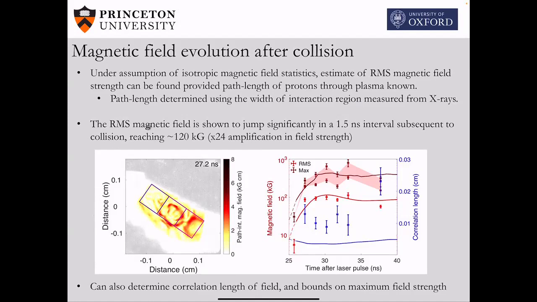And what we find is the root mean square magnetic field jumps very significantly in a 1.5 nanosecond interval subsequent to collision, reaching about 120 kilogauss. And this corresponds to about a 24 times amplification in the field strengths.